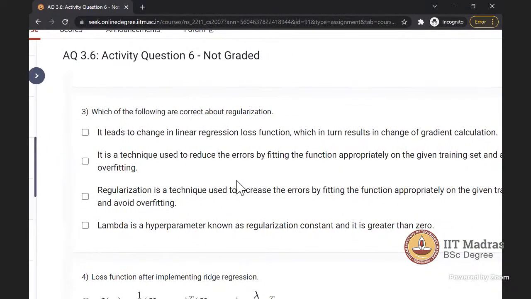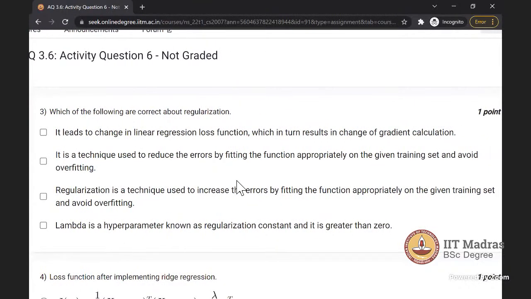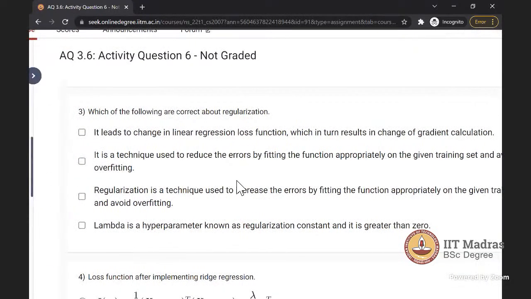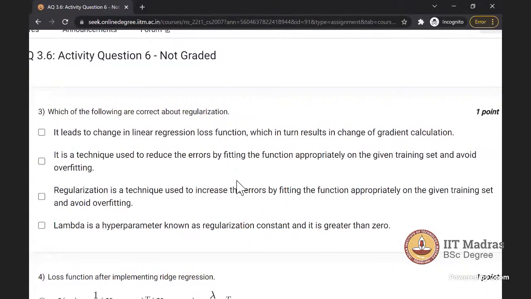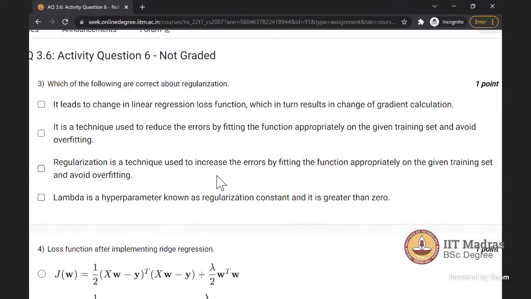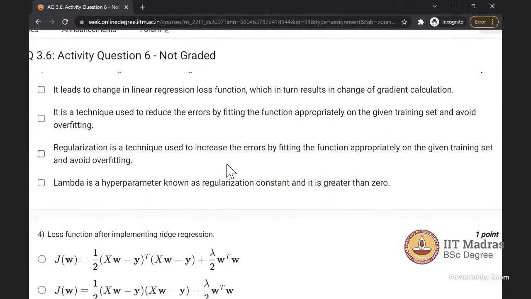Okay, let's go to question number 3. Which of the following are correct about regularization? First, it leads to change in the linear regression loss function, which in turn results in change of gradient calculation. Second, it is a technique used to reduce the errors by fitting the function appropriately on the given training set and avoid overfitting. Third, it increases the errors by fitting the function appropriately on the given training set and avoid overfitting. Option 4 is lambda is a hyperparameter known as regularization constant and it is greater than 0.